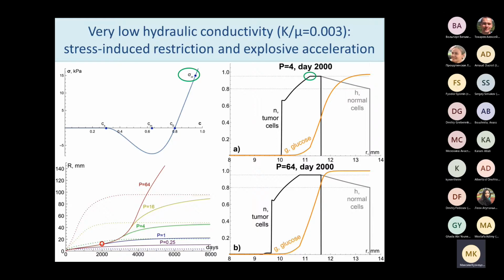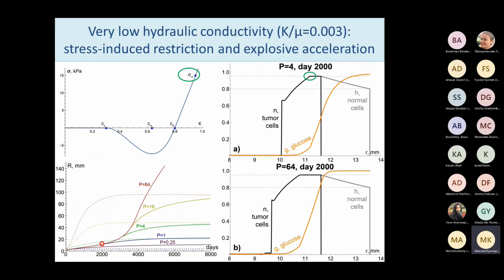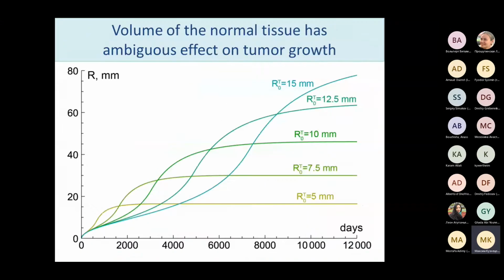And note that the stress-induced tumor growth limitation held until different moments of time, at which the nutrient supply became insufficient to maintain the stress-induced speed limit. The further tumor growth was limited by glucose diffusion, and its speed began to fall due to the ongoing thinning of the normal tissue. Therefore, the volume of the normal tissue should have a big effect on the pattern of tumor growth.